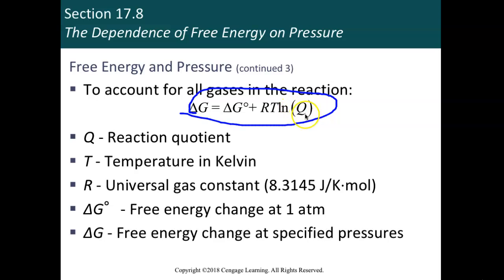Plus RT times the natural log of Q. Now Q is the reaction quotient. It's the same thing as an equilibrium constant, except that if Q is equal to K, then it's at equilibrium. Q is just using whatever pressures you're given, whether they're at equilibrium or not. So we're going to use that equation to get the delta G of a reaction and see how it depends on pressure.